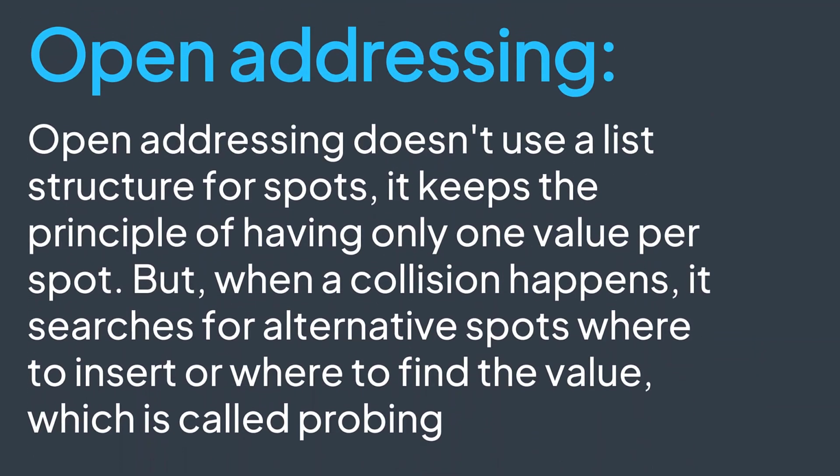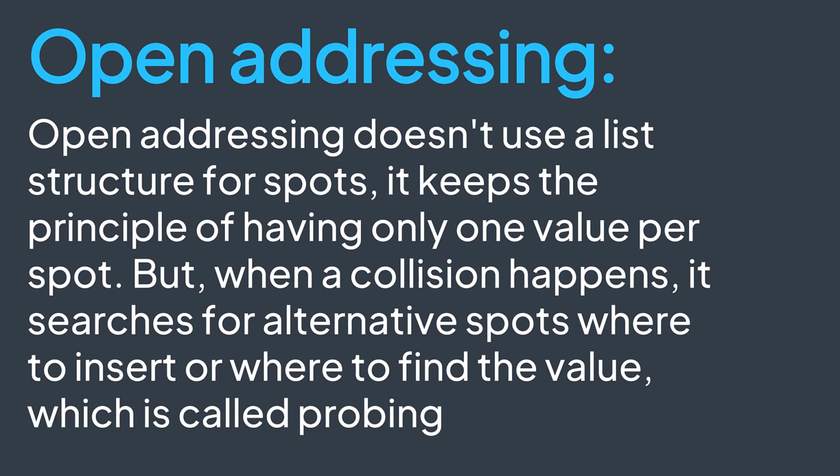That was for separate chaining. We can also use open addressing. Open addressing doesn't use a list structure for spots. It keeps the principle of having only one value per spot. But when a collision happens, it searches for alternative spots where to insert or where to find the value, which is called probing.